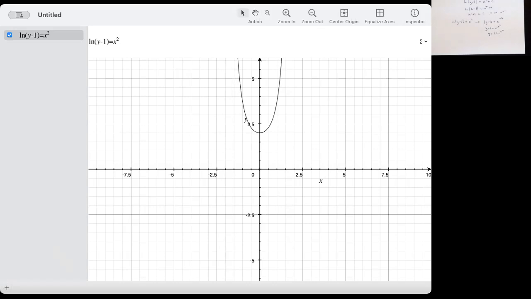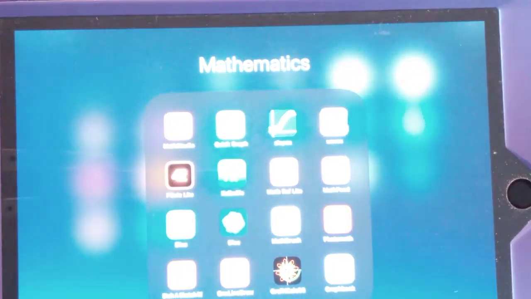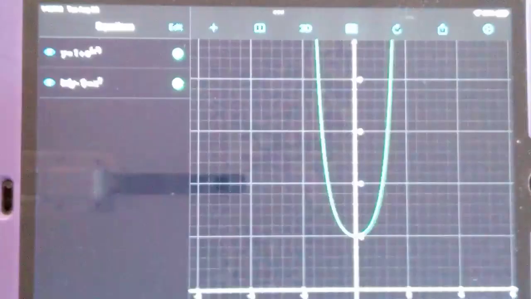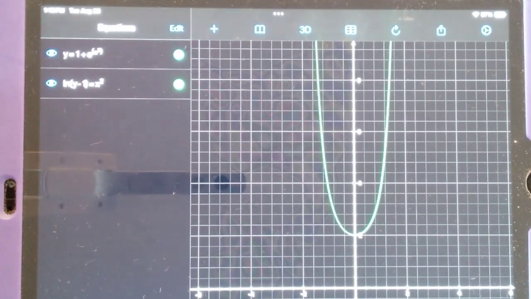Stop share. There we go. Presto. So this app called Quick Graph on my iPad. Quick Graph. It's $1. It allows you to graph implicit equations as well. You'll notice over there I have the explicit version at the top, the implicit version at the bottom. I don't know why this thing is out of focus. It hates my iPad.